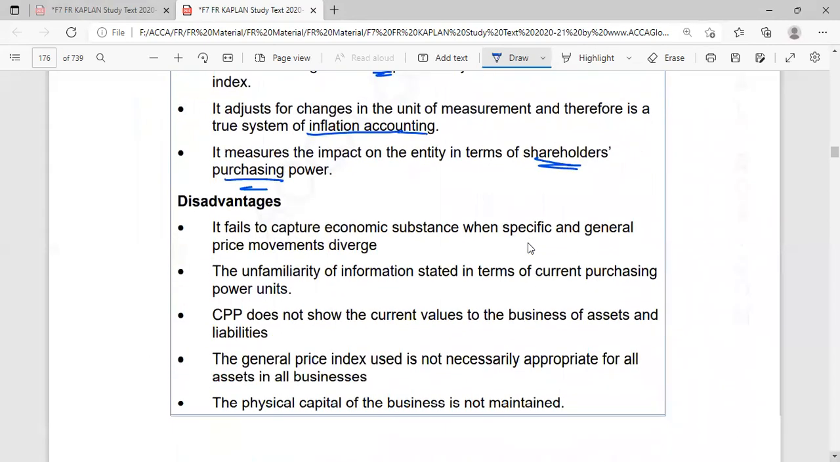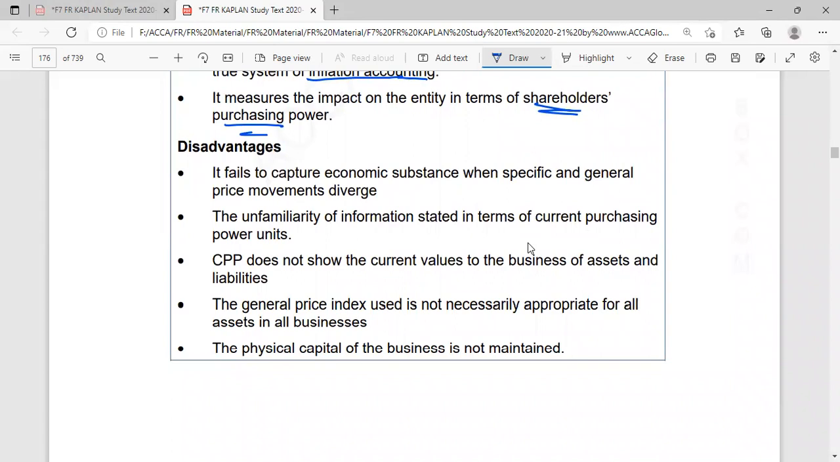Next, coming to the disadvantages: it fails to capture the economic substance when specific and general price movements are divergent. There is unfamiliarity with information stated in terms of current purchasing power units. CPP does not show the current values to the business of assets and liabilities. All assets are not adjusted for CPP. The general index used is not necessarily appropriate for all assets in all businesses. The physical capital of the business is not maintained.